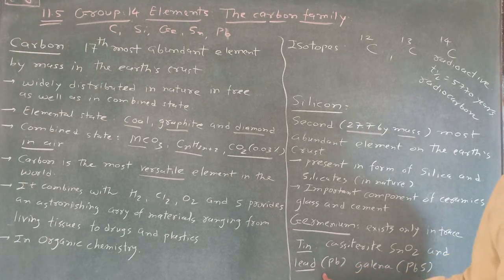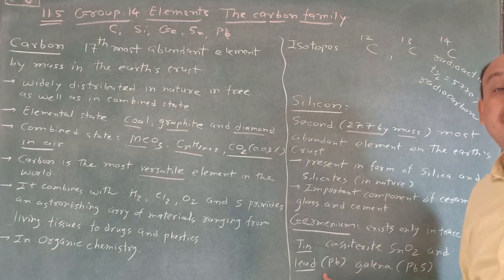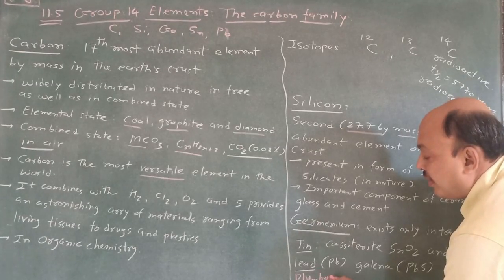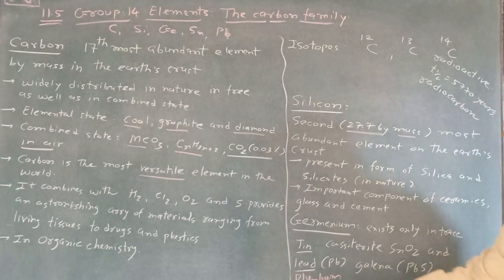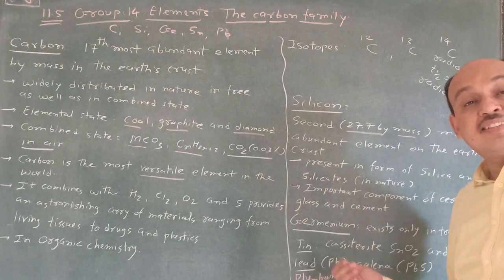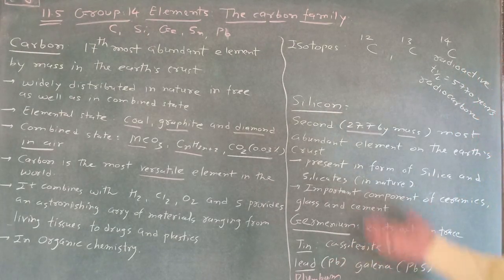And lead. Lead means Pb. It is known as plumbum, and that's why we write Pb. Galena: plumbum is obtained from PbS, galena. So remember, and in your NCERT textbook, once again another sentence is written which is very important.